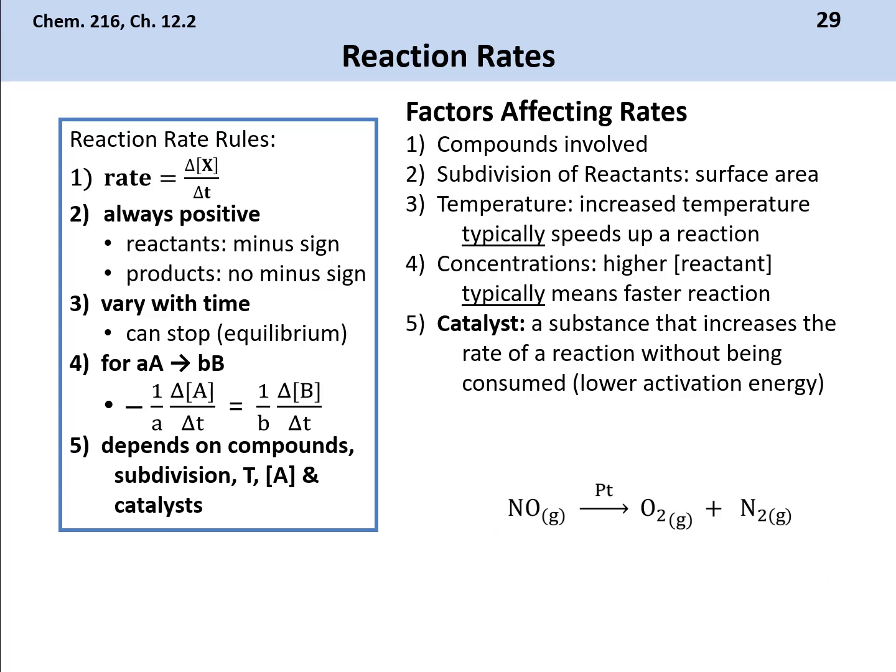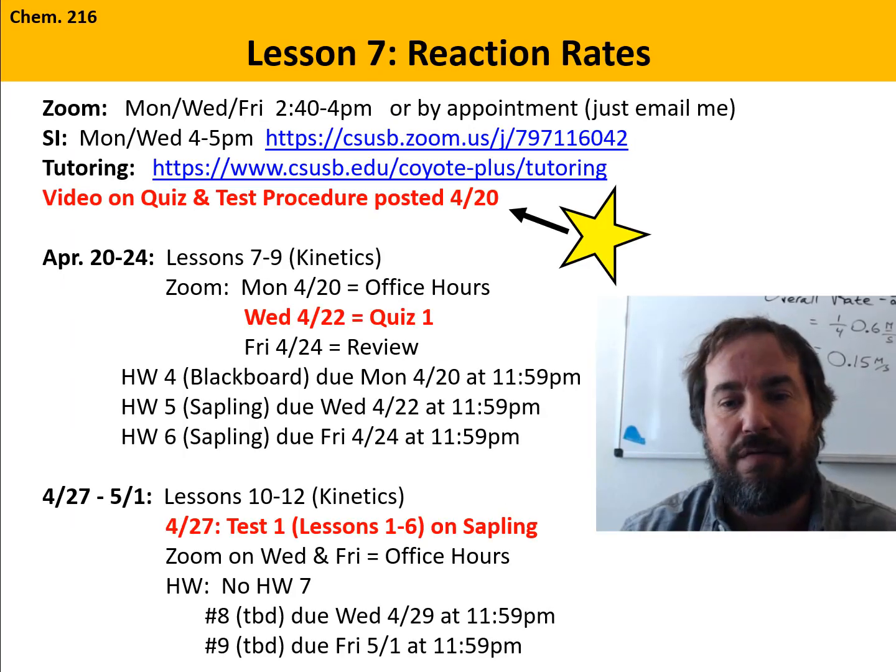All right, the last factor that we're going to say affects rates is what are called catalysts. A catalyst is a substance that increases the rate of reaction without being consumed. They do what we call lower activation energy. We'll talk more about this next week. But remember from 215 we said sometimes a catalyst is involved and we just put that catalyst on top of the arrow. This isn't consumed in the reaction, but it makes it go faster. All right, so that is it for lesson 7.